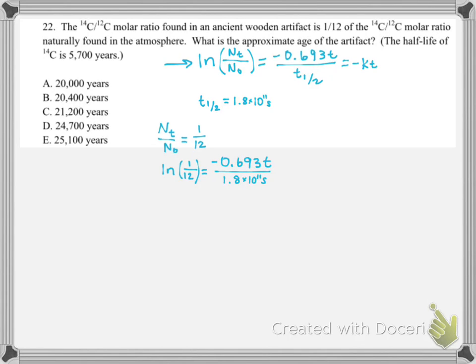Okay, and so then it's really as simple as just doing a little bit of algebra and arithmetic to find that t is equal to about 6.45 times 10 to the 11th seconds.